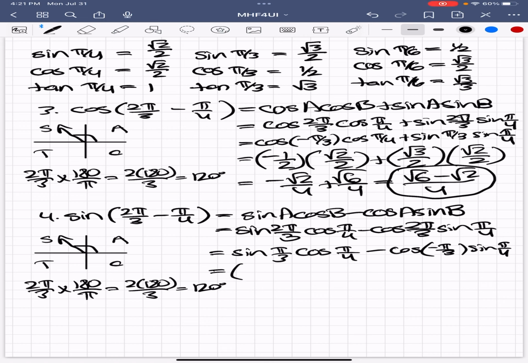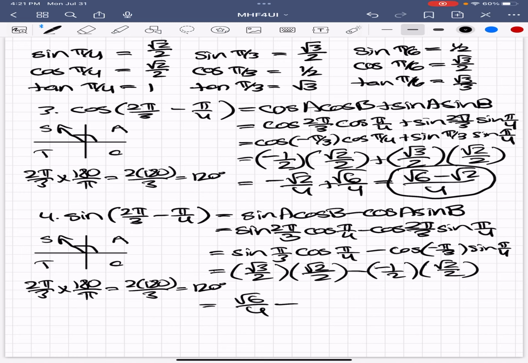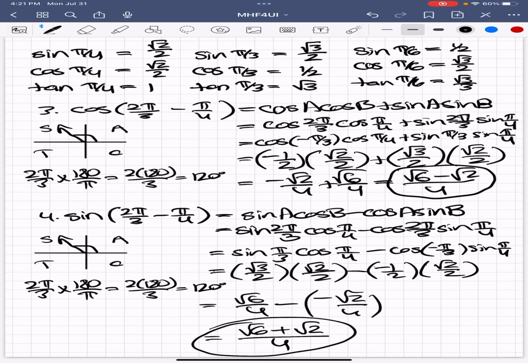So sine pi over 3 is root 3 over 2. Cos pi over 4 is root 2 over 2. And there's our answer.